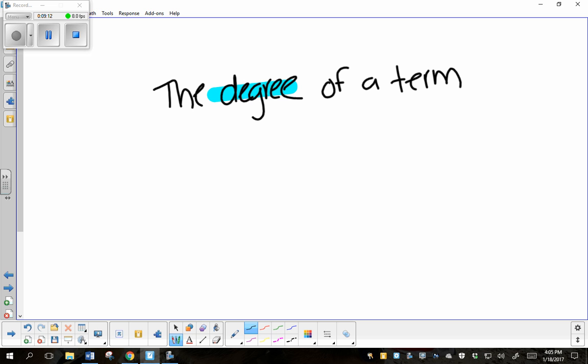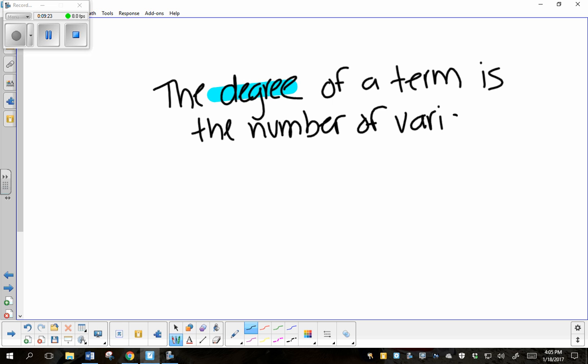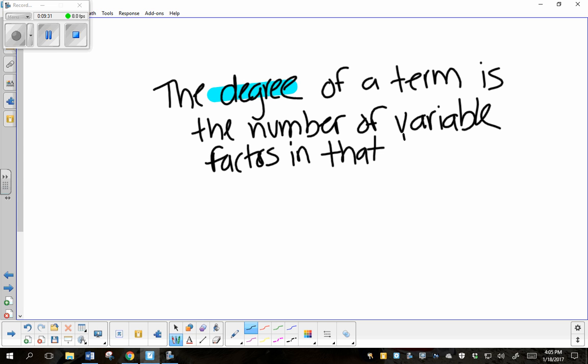So remember, a term is something like 3x squared. So the degree of a term is the number of variable factors in that term. A variable is like a letter. Pause for a second if you need to write that down. It sounds confusing, but it's really not too bad. We're going to do a bunch of examples, and I think you'll see what I mean here.